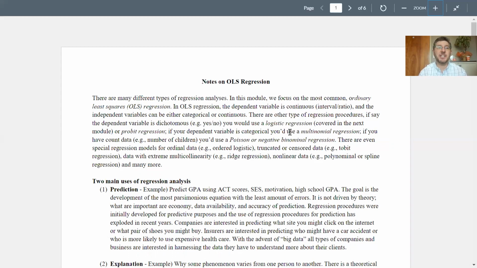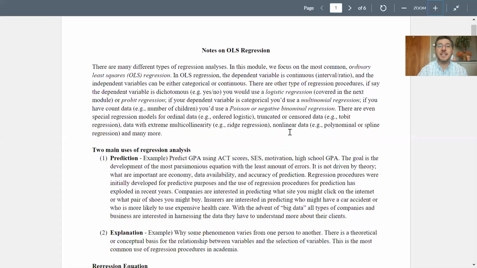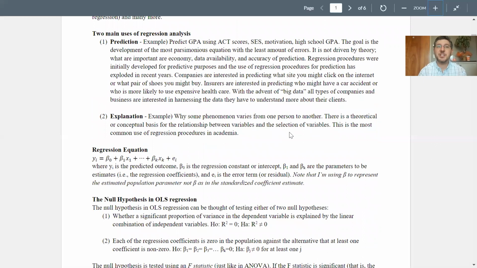And the independent variables, again, can be either continuous or categorical. If your dependent variable has multiple categories without any order, you'd use a multinomial regression. If you have count data, like the number of children or the number of times this activity was performed, you could use something called a negative binomial regression. So there are all kinds of different regression models, and we're going to cover the two most popular types.